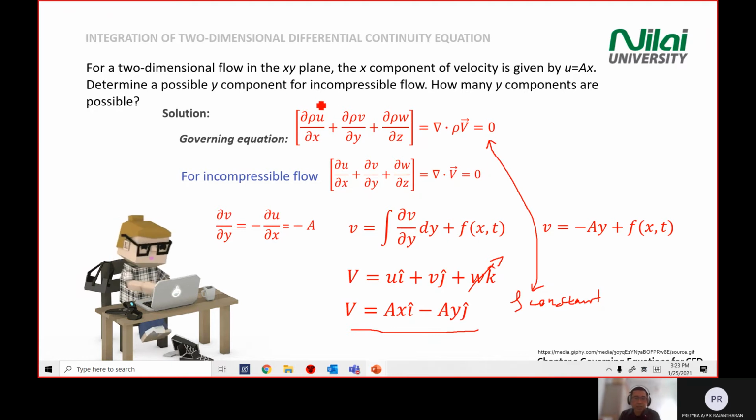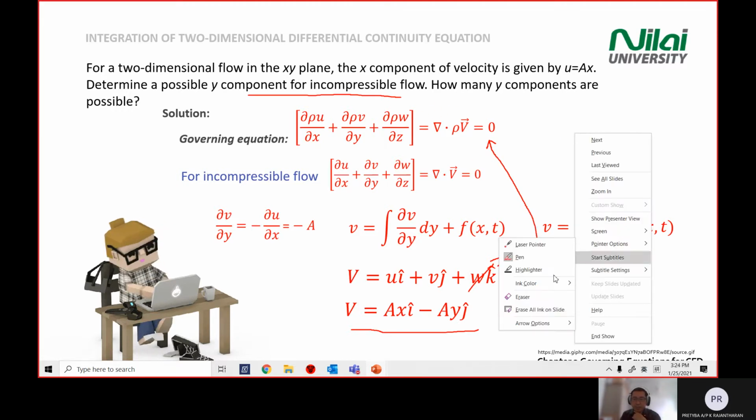Since incompressible is already given in the tutorial question, try to think about what if I change this question. Is it possible to have a y component for steady flow? How many y components are possible? Are you able to find it for steady flow? So this is some of the possible questions that will come out. What is given in the tutorial won't be repeated, but you will be tested on your concept in another way.